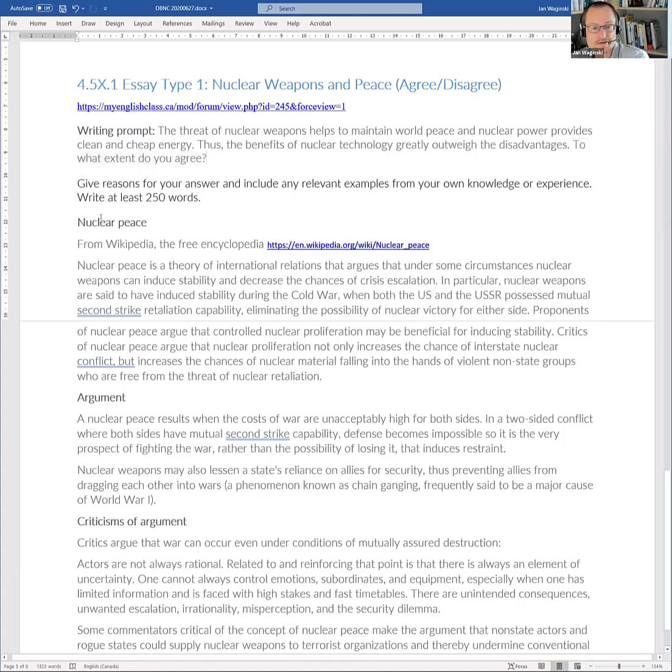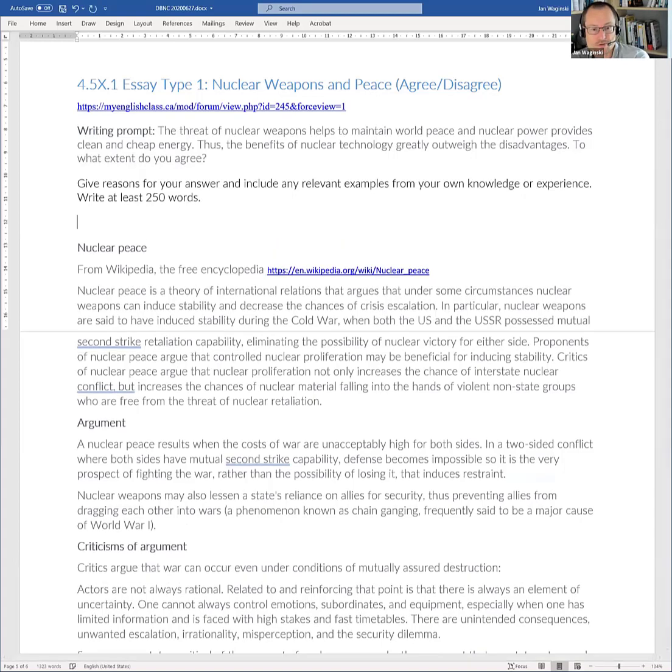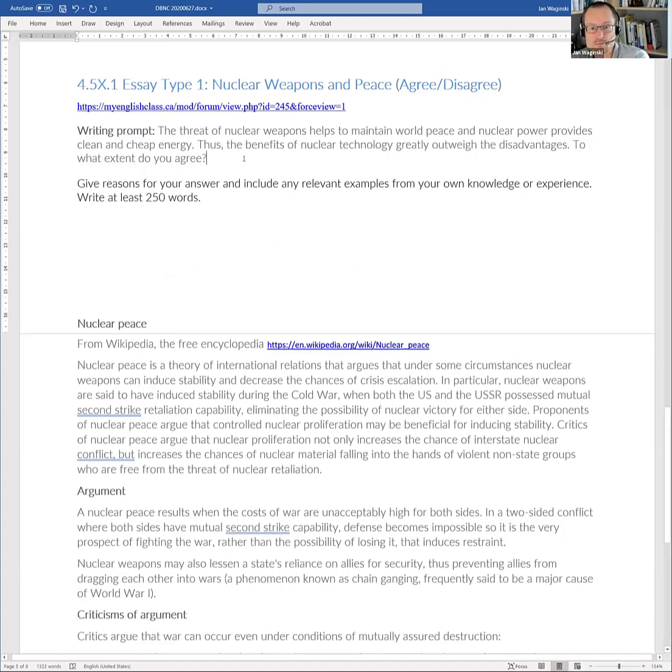So just before we get into it, I brought in a short text here from Wikipedia that summarizes part of this topic, but I'd just like to get your opinions first. We have to look at this from two sides, right? Because it doesn't say just nuclear weapons or nuclear power. We have to talk about both: nuclear weapons help to maintain world peace, and nuclear power provides clean and cheap energy. So let's take them one at a time.